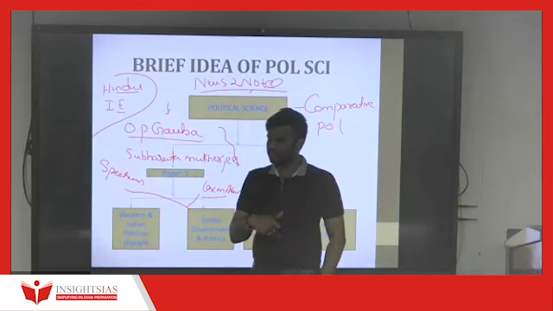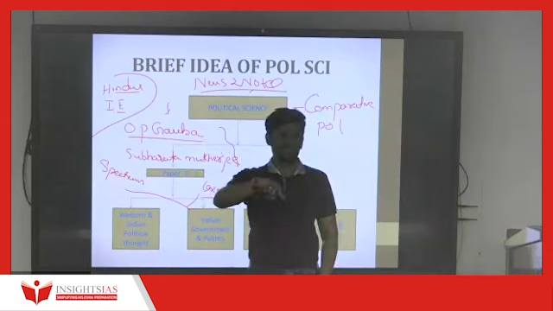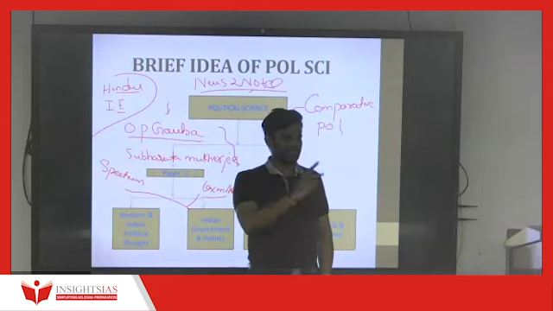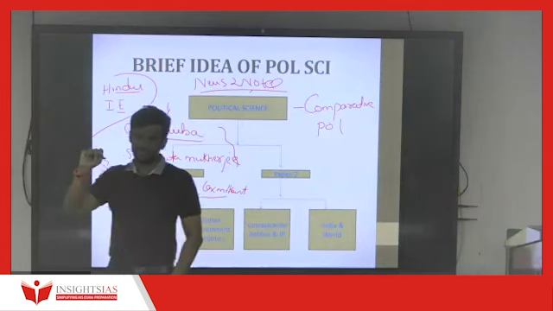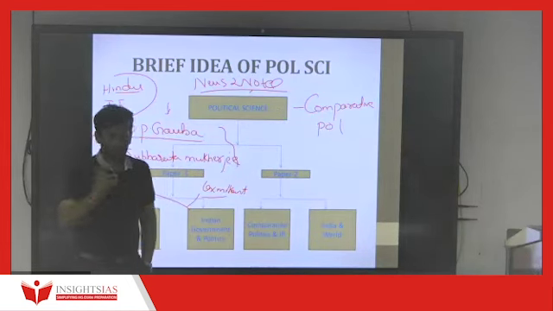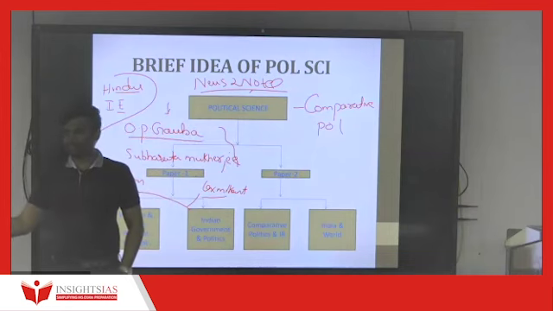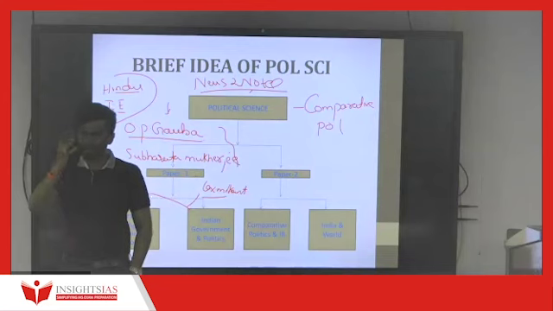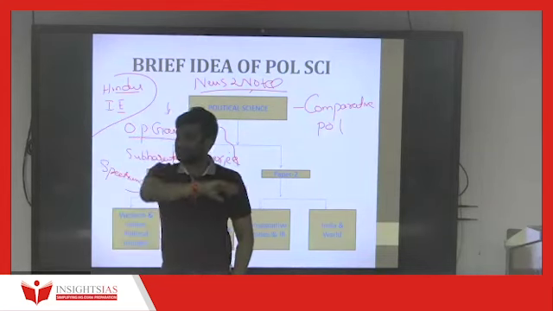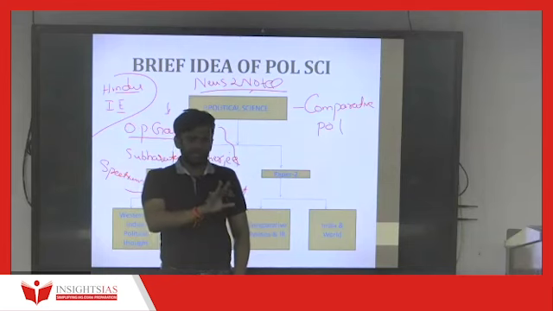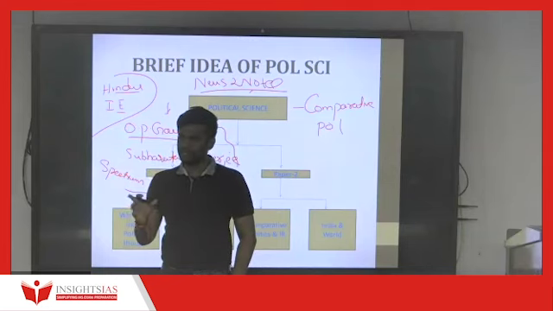Basically, in our system, we have two heads. The Prime Minister is the head of the government. The President is the head of the state. But in America, the president is both the head of the state as well as the head of the government. Then we'll also be comparing how political parties work in India, and how political parties work in Europe or America. And how do pressure groups work in India? How do pressure groups work there? So this is a comparison between different political systems.